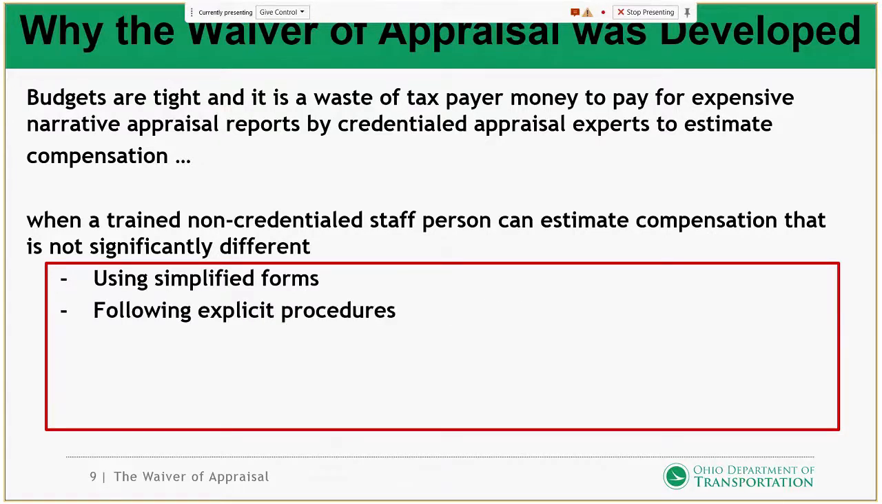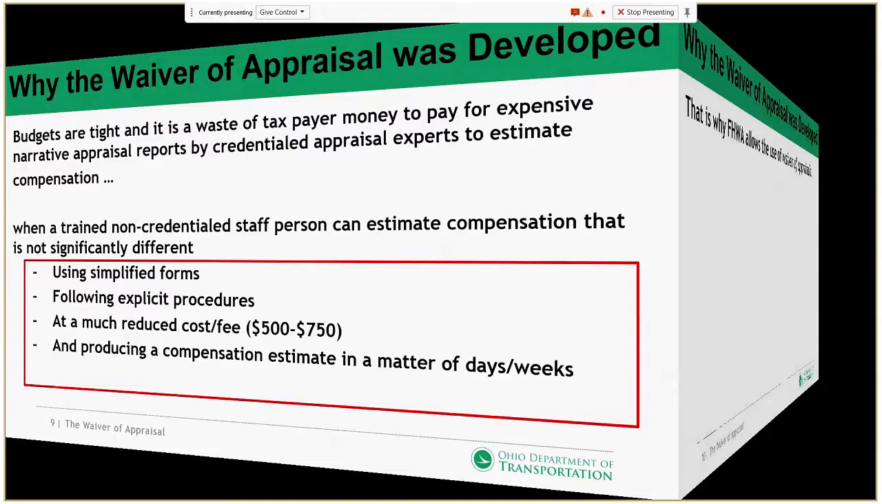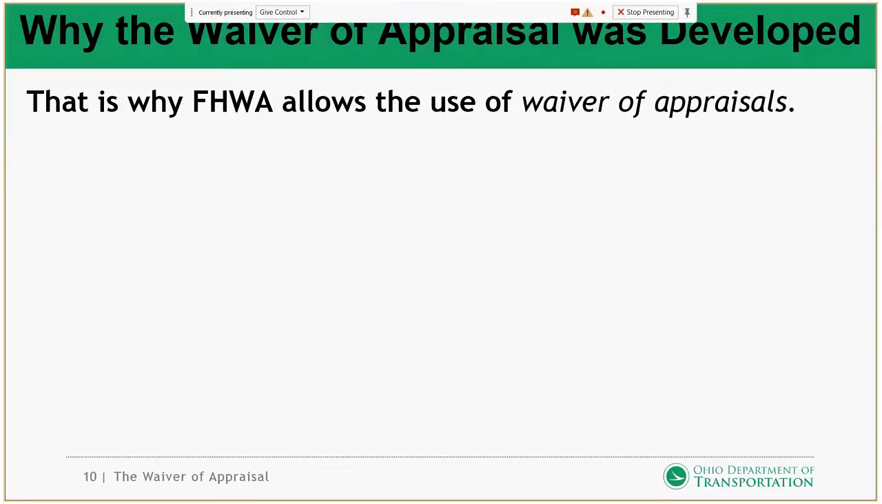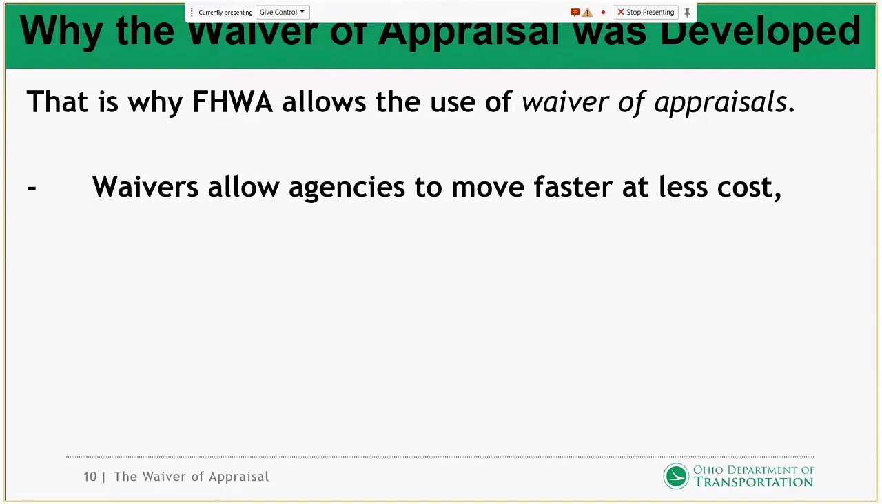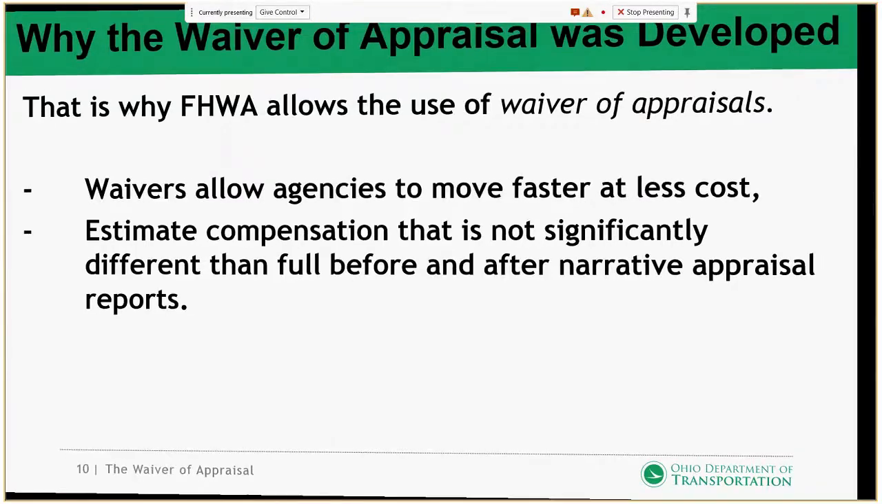They can follow explicit procedures. It'll be at a much reduced cost, $500 to $750 per waiver, and they'll be producing a compensation estimate in a matter of days and weeks at a faster clip than a narrative appraisal report. So that's why FHWA allows the use of waiver of appraisal. Waivers allow agencies to move faster at less cost. They estimate compensation that's not significantly different than before and after narrative appraisal reports.